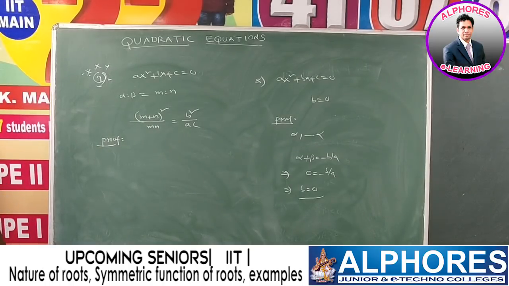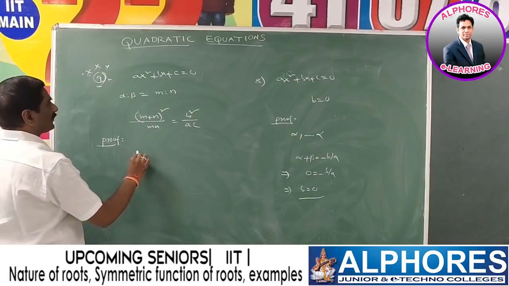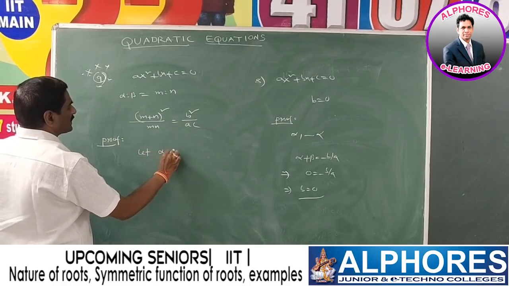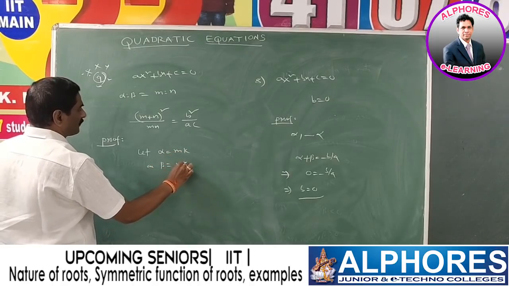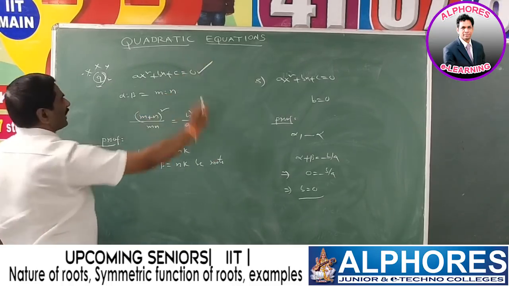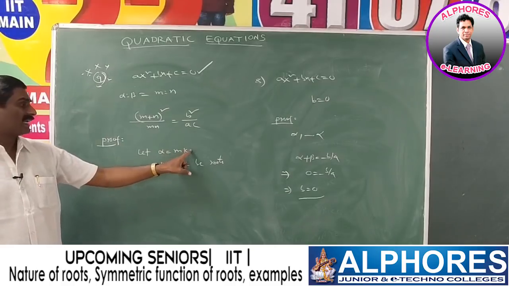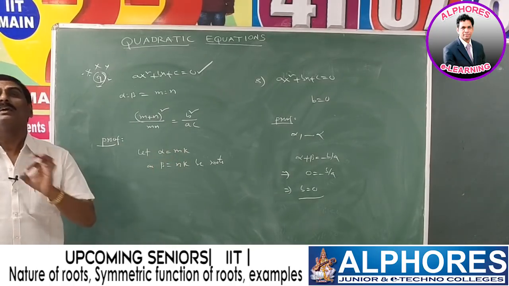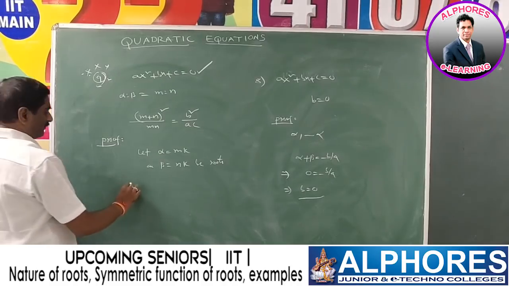Proof. The ratio of the roots in the quadratic equation is Hermitian. Let alpha is equal to mk and beta is equal to nk be the two roots in the given quadratic equation ax square plus bx plus c is equal to 0. Ratio Hermitian, the proportion values are mk, nk, where k is any non-zero real number.